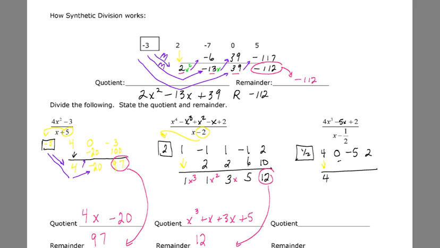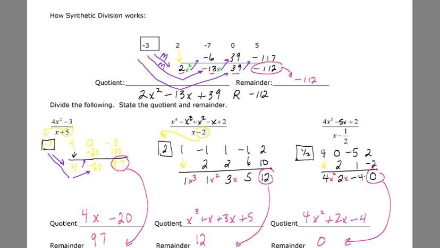Half of 4 would be 2. 2 plus 0 is 2. Half of 2 would be 1. -5 plus 1 is -4. Half of -4 is -2 plus 2 is 0. Watch your arithmetic. Remainder here is 0. The quotient is going to start off with a coefficient of 4, and since the original was a cube, this is going to drop down to a square, then a 2x minus 4.